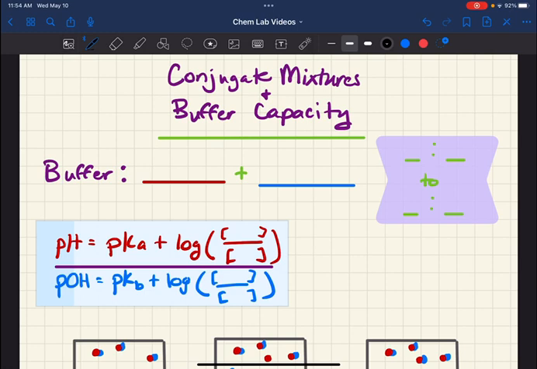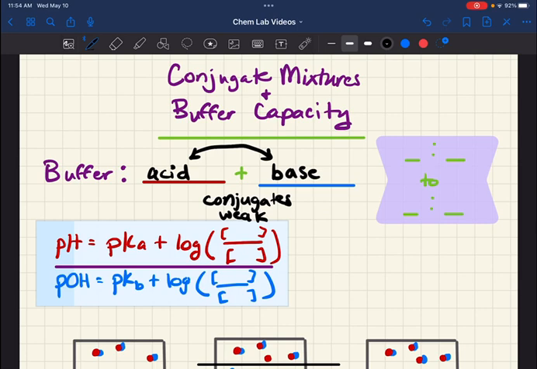acid or strong base. So I'm going to say that we have the acid and we have the base, but it's important that these are conjugates, and it is also important that they are weak. A strong acid and base combination would not result in buffer activity.